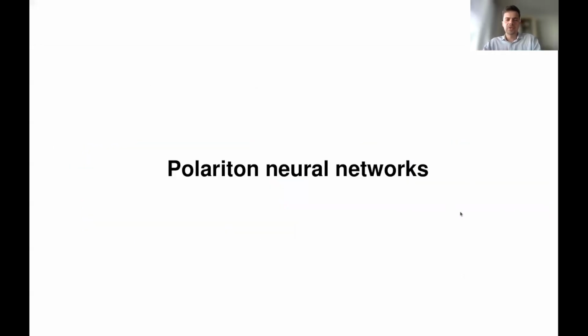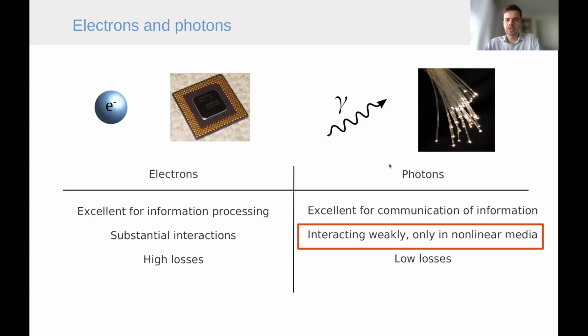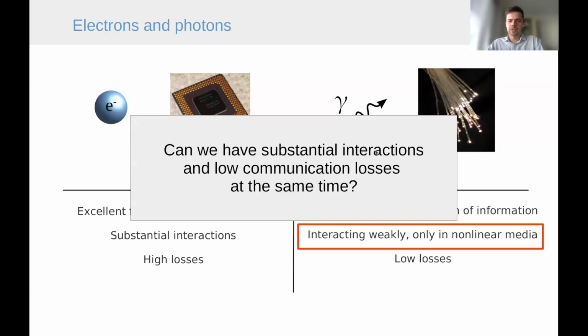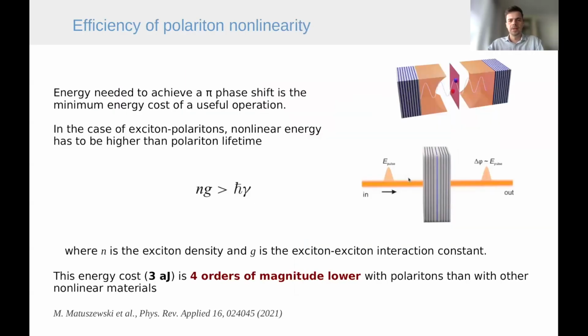Okay, so what is the role of polaritons in all of this? Well, I mentioned that photons have this disadvantage that they are interacting very weakly. So if we want to perform some complicated operation, we cannot just rely on linear operations. So the question is, can we have substantial interactions, such as in electronics, and at the same time low communication losses? Well, it turns out that polaritons can help with this.